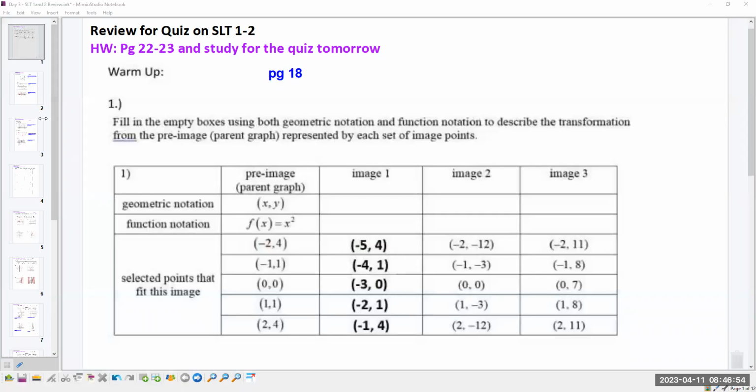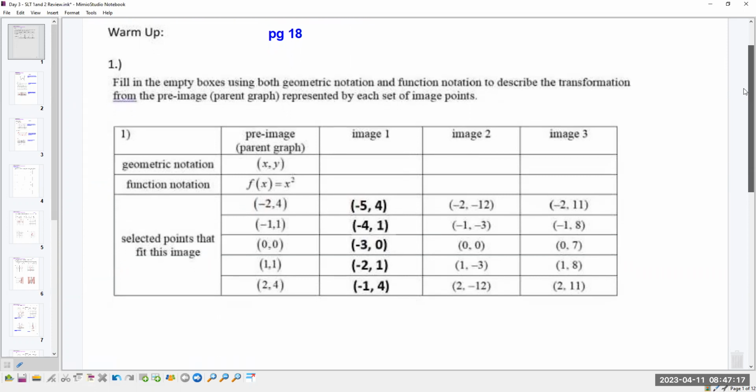Okay, this video is going to review SLTs 1 and 2 in our unit 4 modeling unit. So go ahead and turn to page 18 in your packet. Examine the pre-image, the parent function, and think about what transformations occurred to create images 1, 2, and 3. You should pause the video now to work on this.